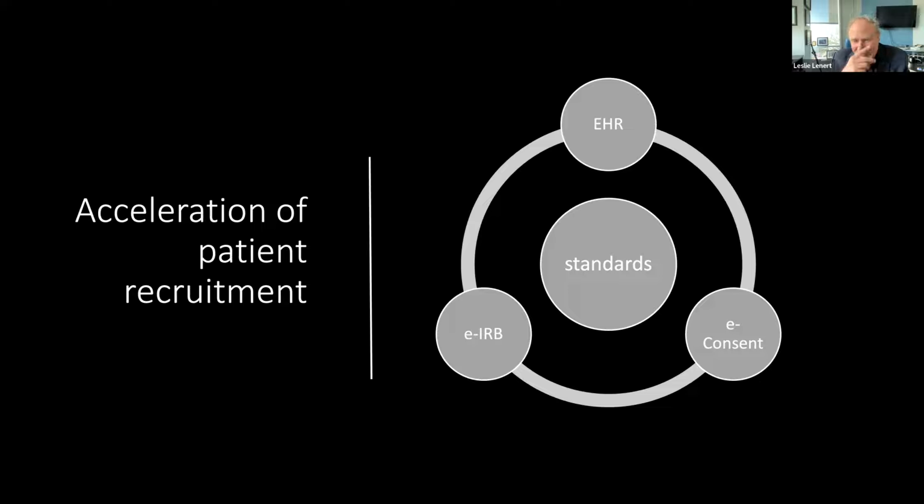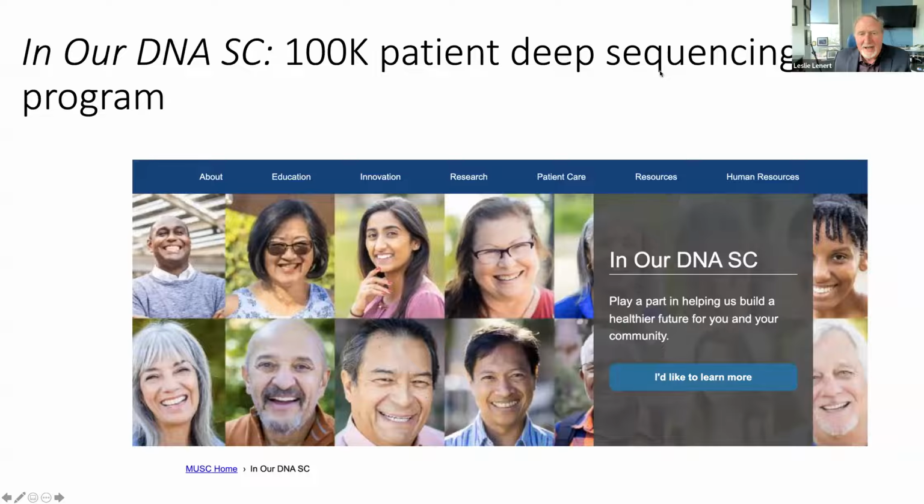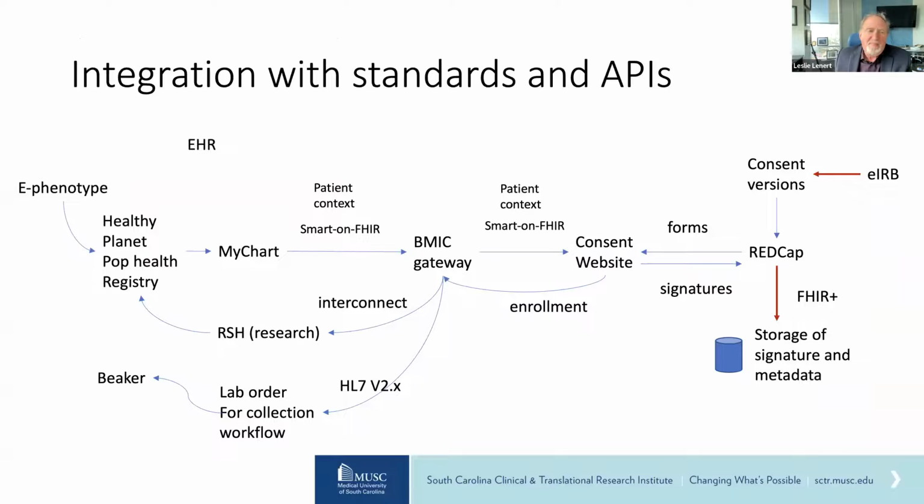So I want to talk about the acceleration of patient recruitment, which goes between EIRB, e-consent, and EHR. Here we're going to be talking about brand new work that we're doing with our 100,000 patient deep sequencing program called In Our DNA SC, where we are just now rolling out our pilot implementation of this program. It really focuses on the automation of this process, on being able to integrate Epic, our e-consent, and the EIRB system in a meaningful way. So let me show you how that works.